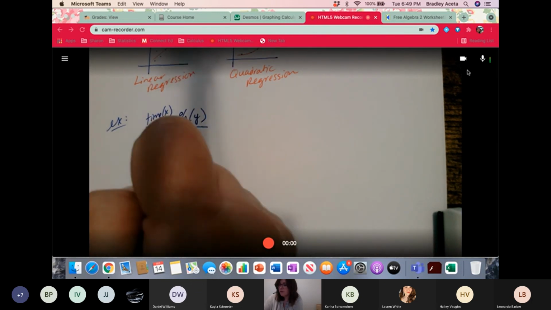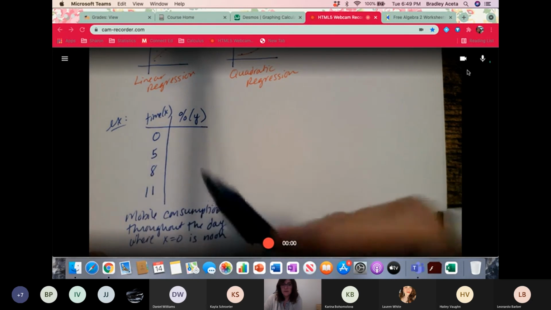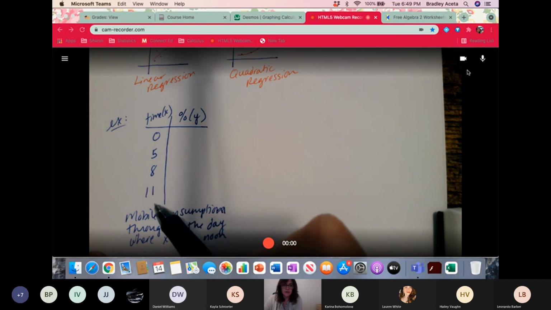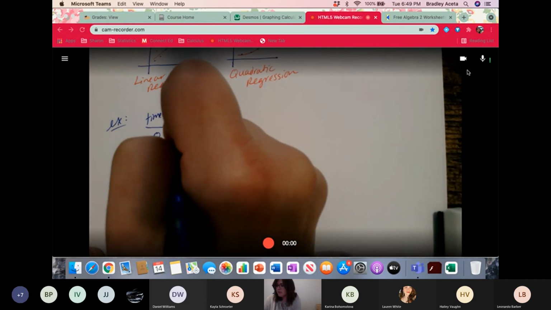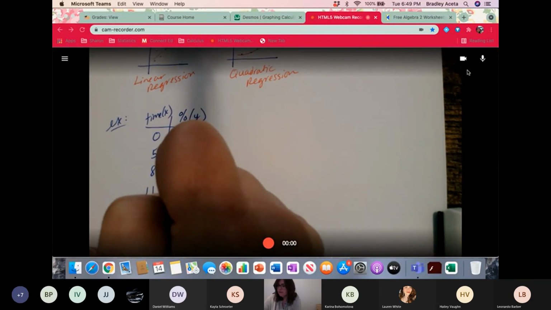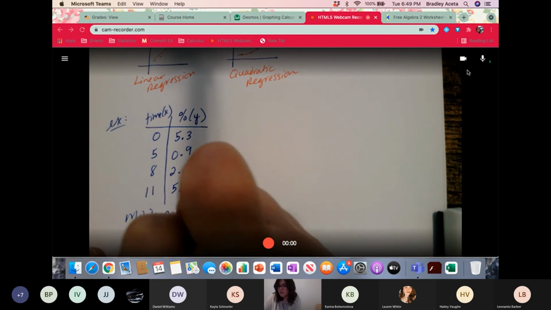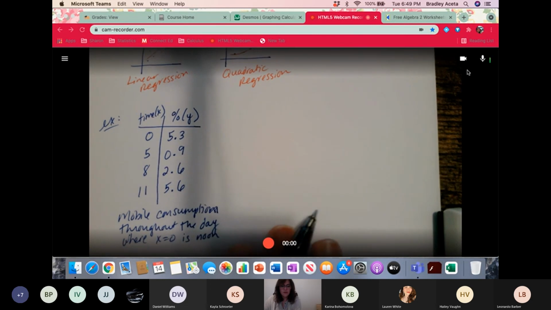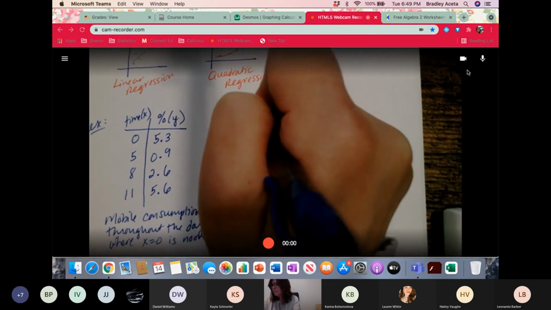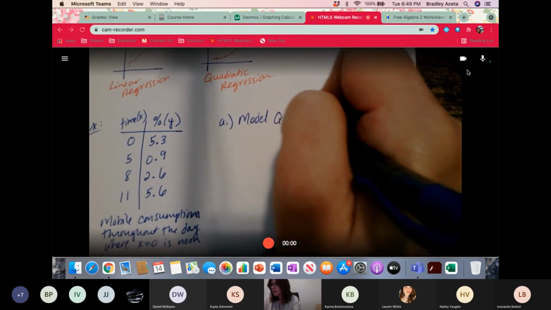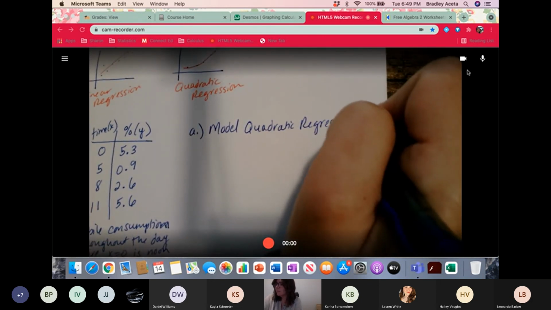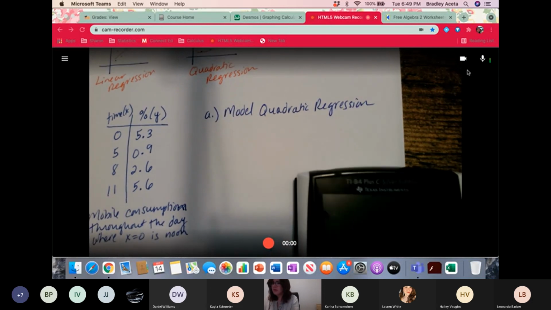So they're going to give you a chart here, an X chart. So 0, which is noon. 5 hours later is 5 o'clock. 8 hours later is 8 o'clock. 11 hours later is 11 o'clock at night. And this is the percent of mobile consumption. 5.3, 0.9, 2.6, and a 5.6. Okay. So we are going to model a quadratic regression.